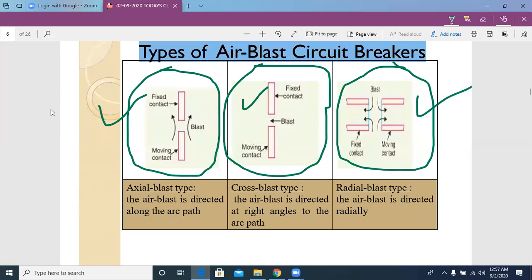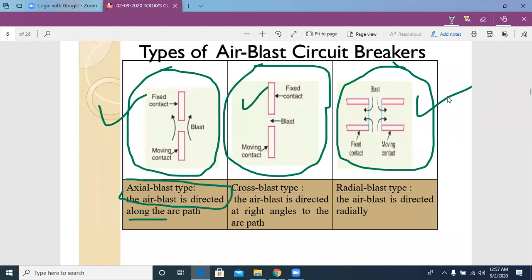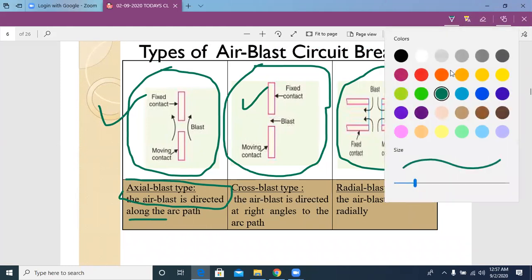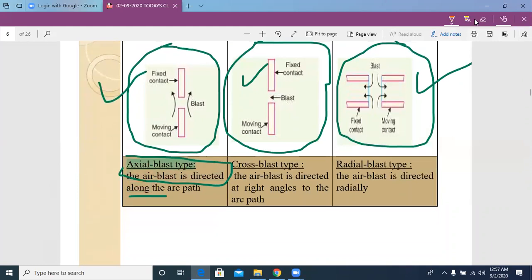How can we say it is axial blast? Because in this type of circuit breaker, the flow of air is in the same direction as the arc path. That means the flow of air is along the arc path direction.